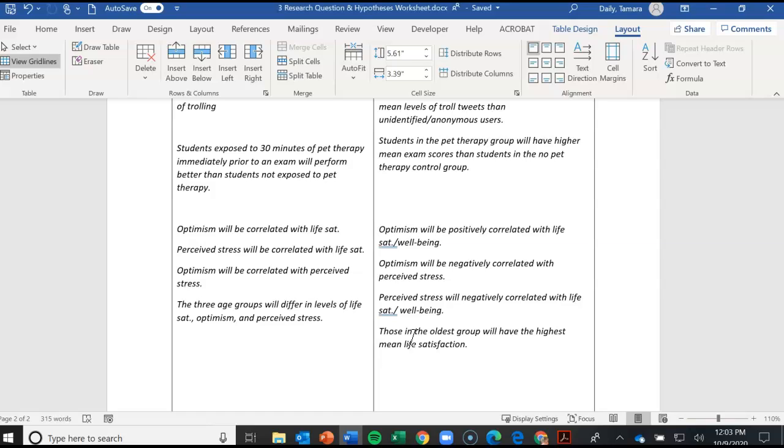Then also, the one article that I found by Gupta found that for perceived stress and anxiety, the people in the middle group reported the least anxiety and stress. So the middle-aged folks. Now that may be an artifact of being in a different cultural context, but you can use it to base your hypothesis. So those in the middle age group, at least based on what Gupta found, will report the lowest stress.